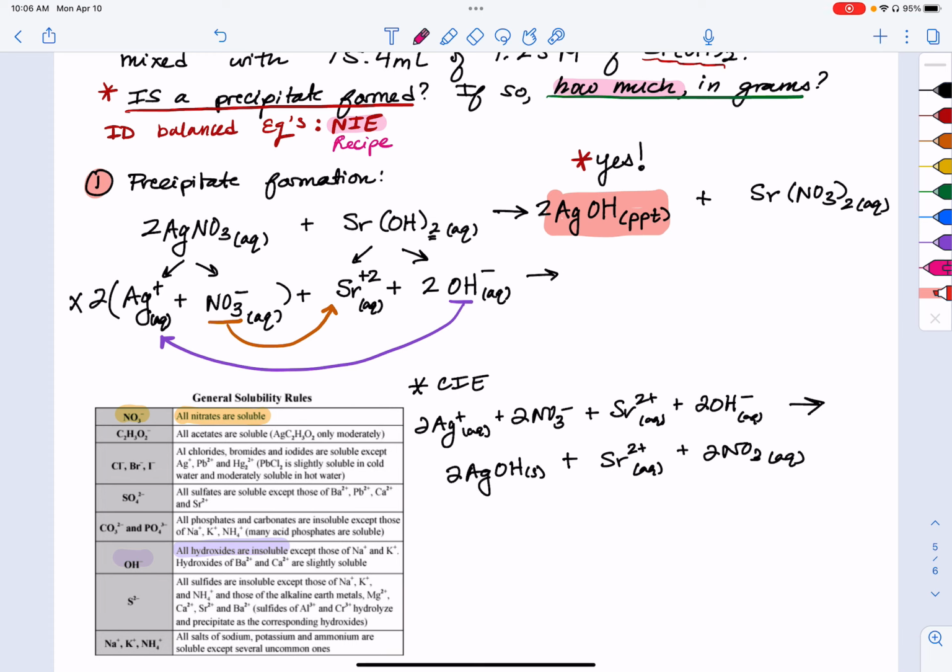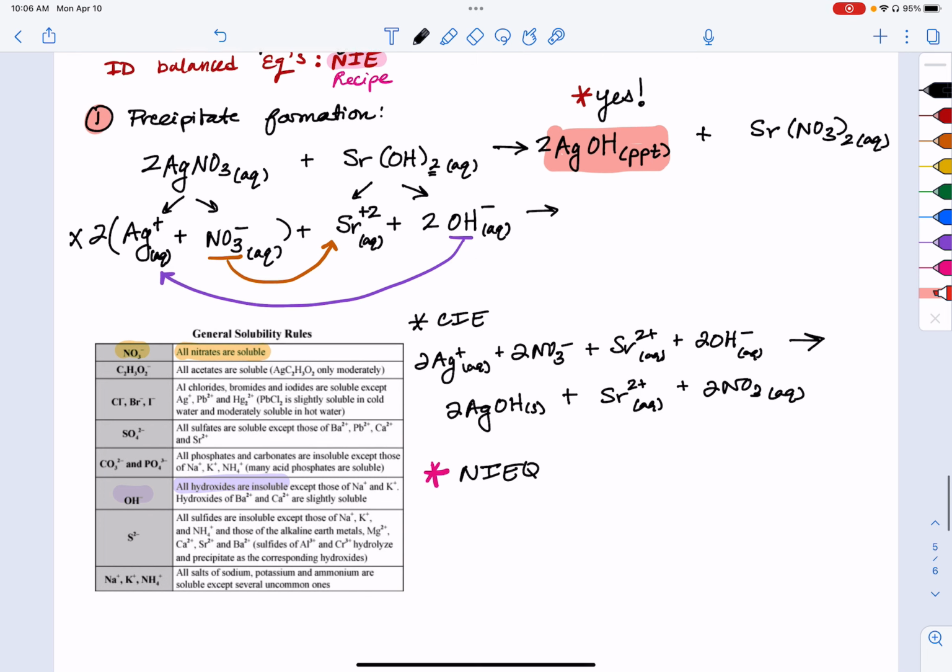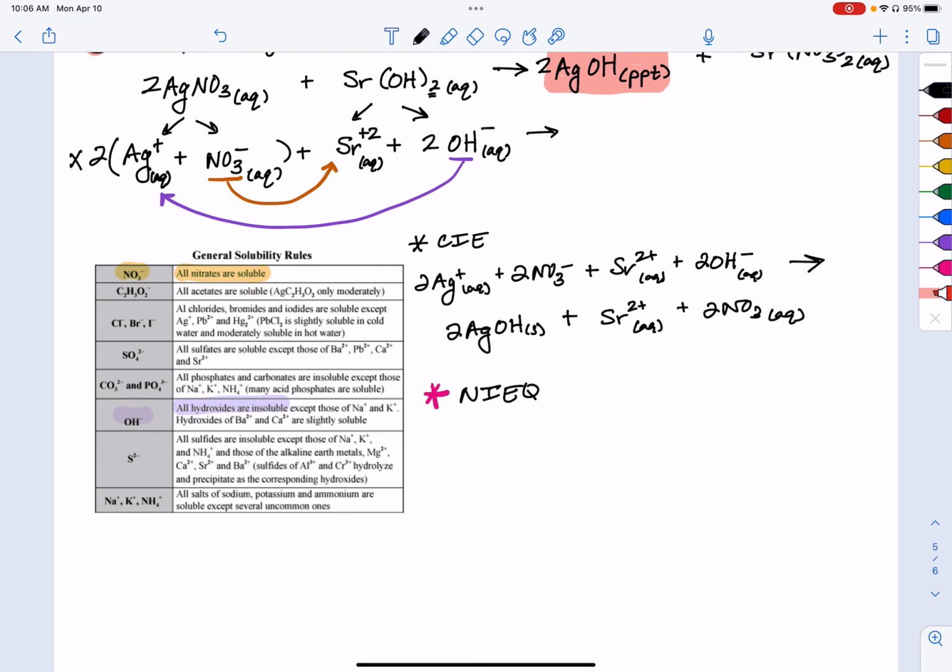And then, of course, the goal from this was to try to get my recipe, which is my net ionic equation. So my net ionic equation is going to cancel out any spectators. So spectator ions are ions that did not directly participate in the chemical change. They are ions that appear the same on the reactant side of the arrow as they do on the product side. So I've got 2 nitrate ions to start and 2 nitrate ions at the end, meaning those ions were just hanging out in solution. They did not do anything chemically.